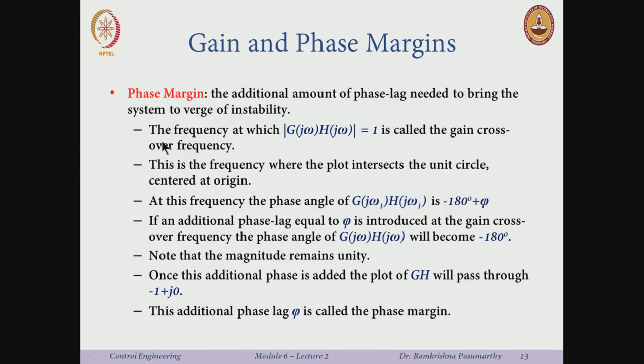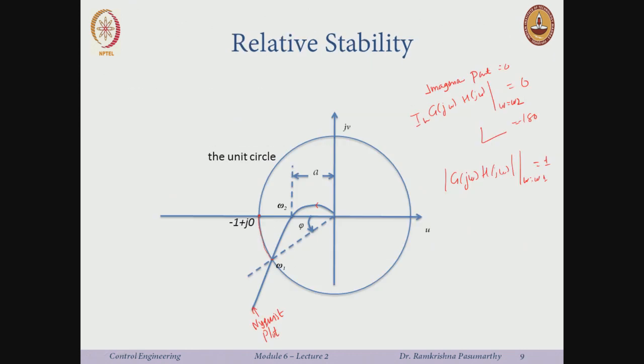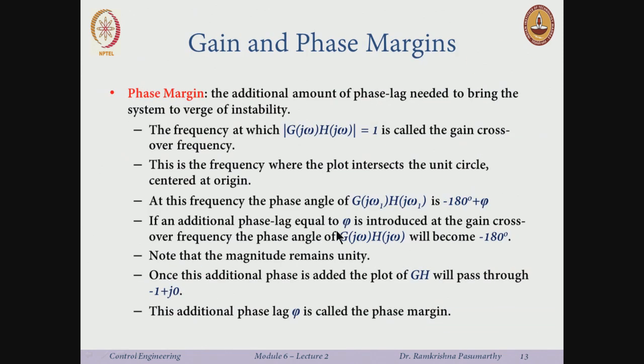Let's revisit the picture again for a while. What we are interested in is this intersection here, this point I call omega 1. What is this omega 1? The point at which the magnitude becomes 1. The frequency at which the magnitude of G(j omega) H(j omega) equals 1 is called the gain crossover frequency. This is omega 2, where the magnitude is 1. How did we find this?